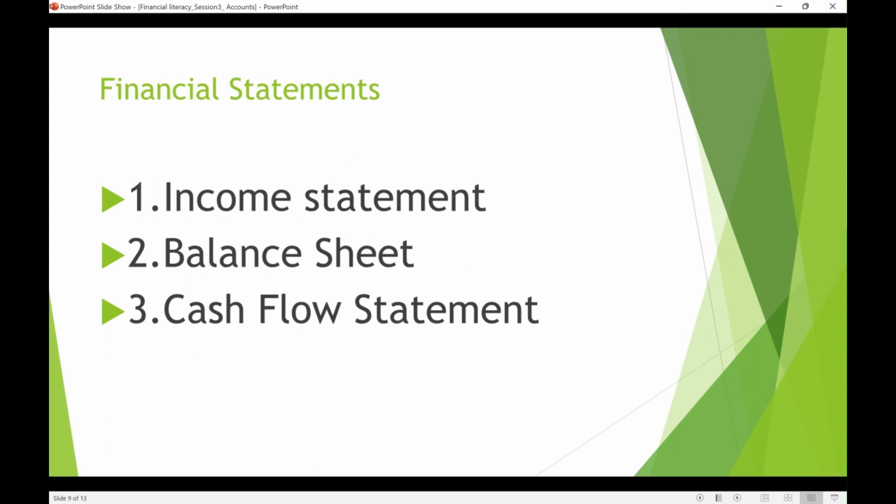Okay, let's see the breakdown of financial statements. Financial statements are divided into the income statement, which has income and expenses, the balance sheet, which has assets and liabilities, and the cash flow statement. Cash flow statements have cash inflow and cash outflow, which gives a net cash flow of the business.